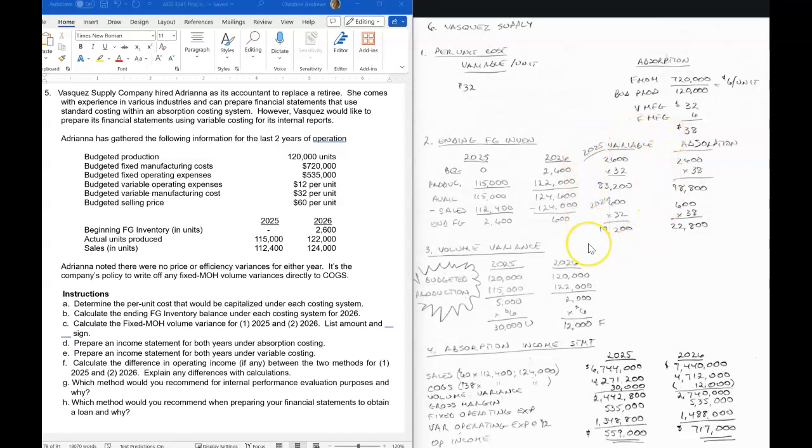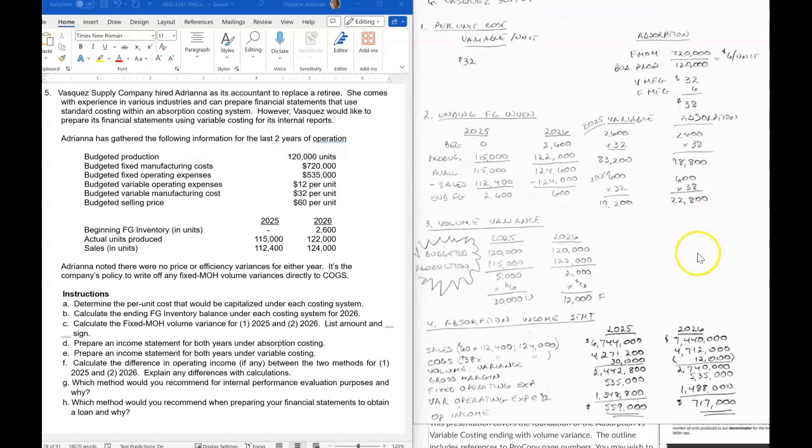Here's variable costing. In 2025 we had 2,600 units at $32 per unit in variable costs, that's $83,200. In 2026 we've got 600 units at $32 per unit, or $19,200. That's the ending inventory balance under variable costing. On an absorption basis, for 2025, we had 2,600 units at $38 per unit, so that's $98,800. In 2026, we've got 600 units left at $38 per unit, or $22,800.